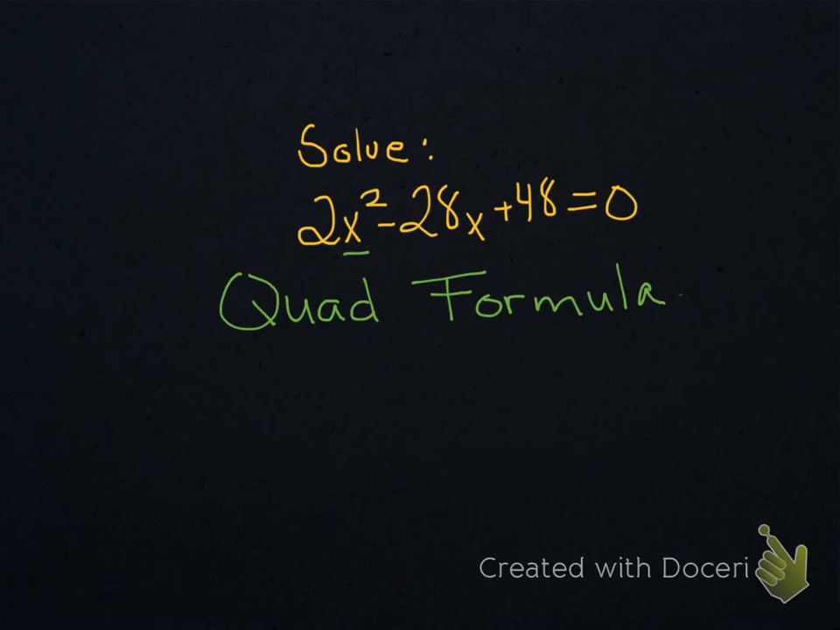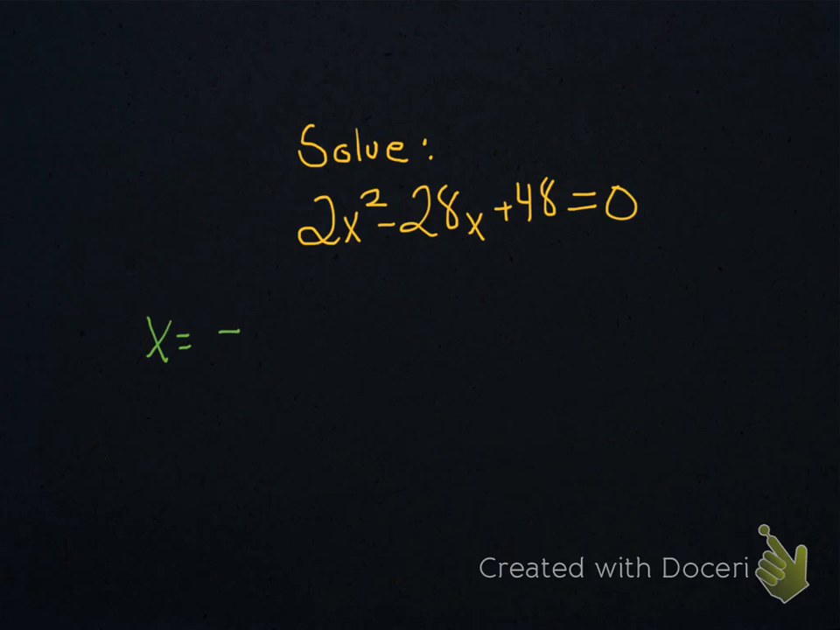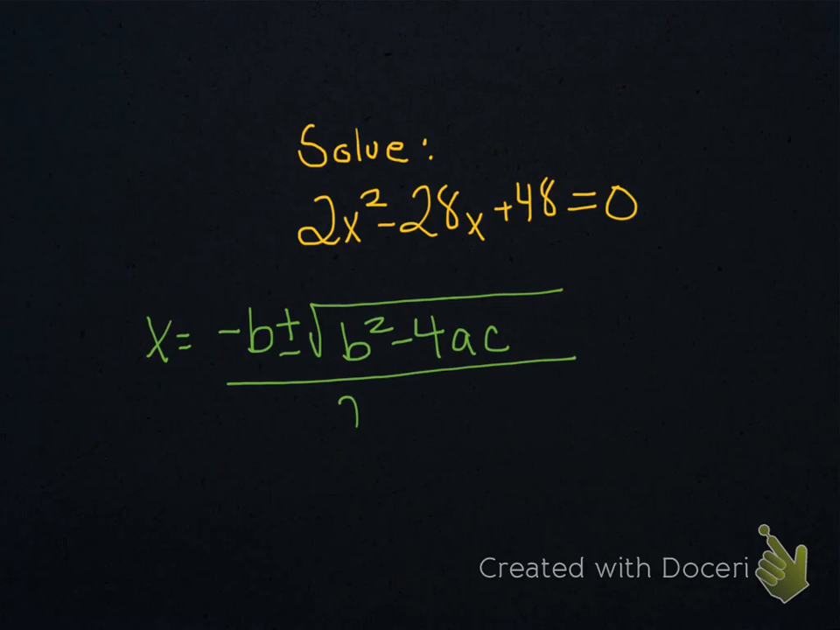So you solve using the quadratic formula. Well, it starts with knowing the quadratic formula. You know the quadratic formula: negative b plus or minus the square root of b squared minus 4ac over 2a. Now I told you, you've got to know this formula. I don't give it on any test, quiz, nothing. So memorize. What I'm going to do is take my a, my b and my c, and plug them in.